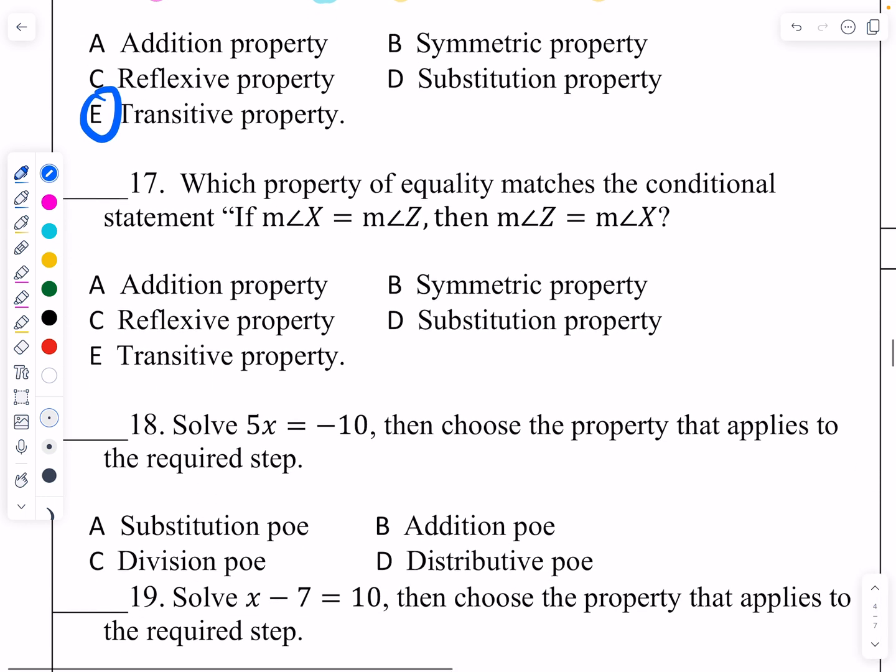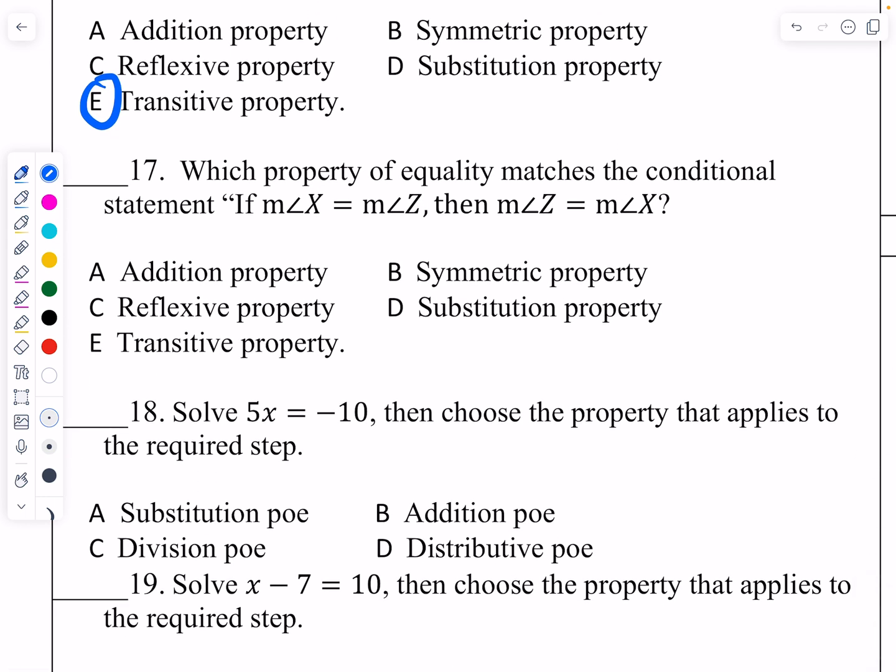So which property of equality matches the conditional statement: if the measure of angle X equals the measure of angle Z? So let's do those in colors. Measure of X equals the measure of Z. Then you can also flip that around, since that's an equal sign, and say the measure of angle Z is equal to the measure of angle X. In my class, that was the Beyonce Single Ladies dance where we did X is 3 and 3 is X. So X equals 3 and 3 equals X. And so that is going to be our symmetric property, Single Ladies symmetric.